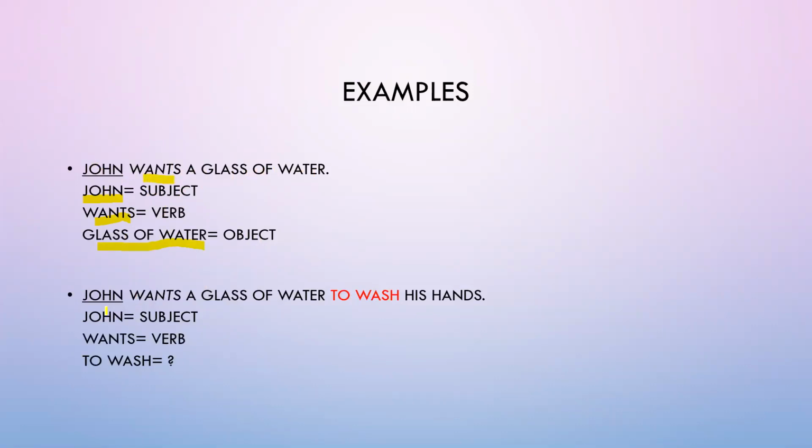Next example is: John wants a glass of water to wash his hands. In this particular sentence, John is again the subject, just like the earlier sentence. Wants is the verb. But the question comes: what is to wash? To wash is again a verb, wash, washing, right? It's a verb only. But in a particular sentence, can there be two verbs? So we will be studying how to identify the finite and the non-finite verb.